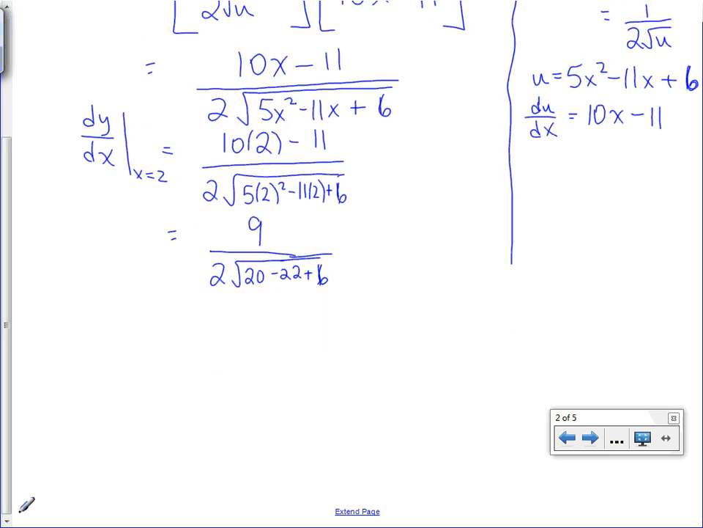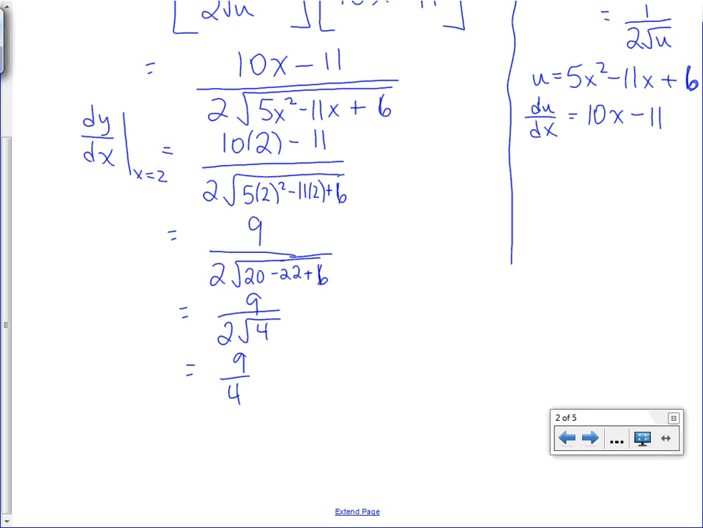Because now it's 9 over, so 20 minus 22, negative 2. Negative 2 plus 6 is 4. Square root of 4 is 2, so 9 over 4. My apologies about that. But there he is. Okie dokie. So that would be the slope of the tangent there.